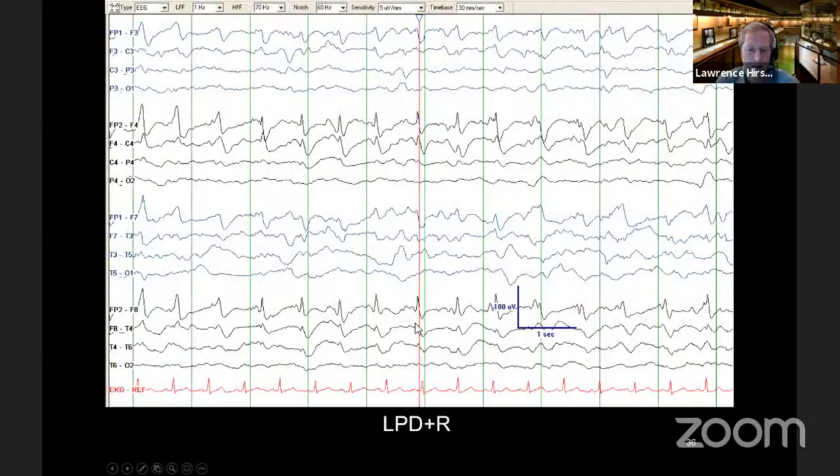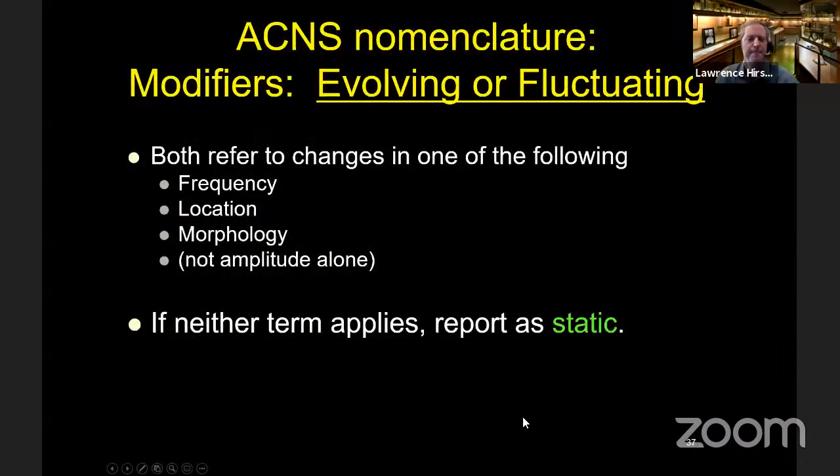I'll just make one other comment about that. If you see it bilaterally, that doesn't make it generalized. If it's clearly more prominent on one side, then that's called a lateralized pattern. And there's a separate modifier. You can say whether it's purely unilateral or if it's bilateral asymmetric, but that still falls under lateralized periodic discharges. Okay, so then you heard about evolution and fluctuation already, so I'm not going to talk about this.